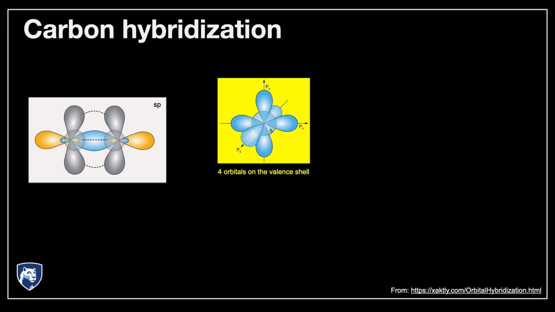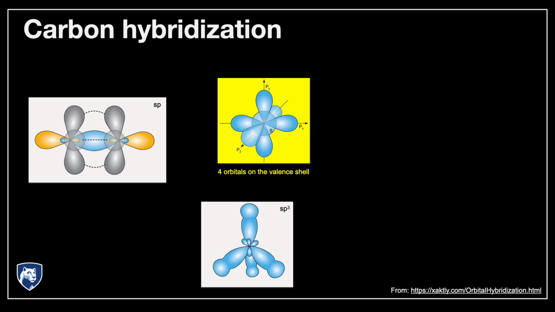We have the sp3 bonding, where all three p orbitals hybridize with the s orbital to yield four equivalent orbitals, sp3 orbitals, and because they're equivalent, they arrange on a tetrahedron. This is the basis of diamond, for example, but also of molecules like CH4.